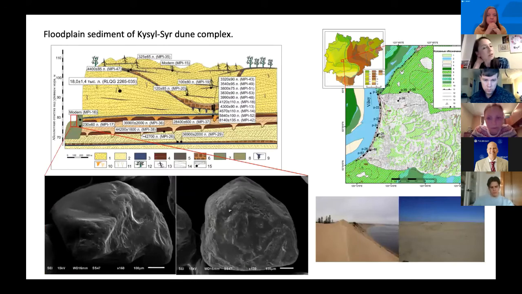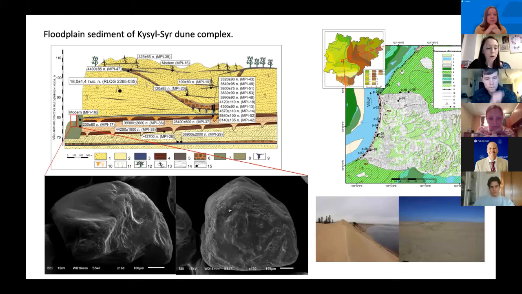And the next profile that we studied, in 2015, is a profile of the Kyzylsyr massif, a dune complex. It's situated in the Viluy River Basin, and it's a very interesting object for us because it's like a desert in a permafrost region.